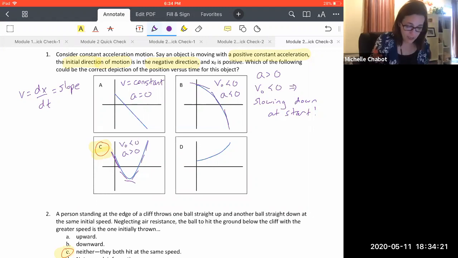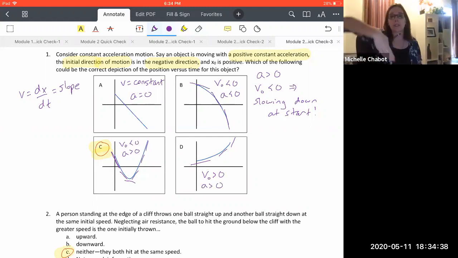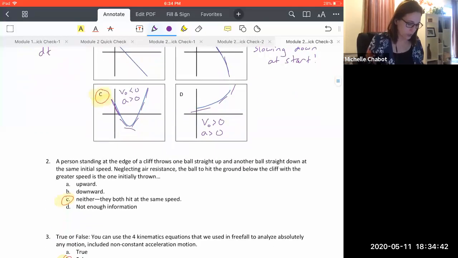And then for D, we can see right away it's not initially headed in the negative direction. Instead, its initial slope is positive, and then it's speeding up. So this would be something that has initial velocity greater than 0, and it's speeding up, so its acceleration lines up with its initial velocity. Okay, let's move on to 2.